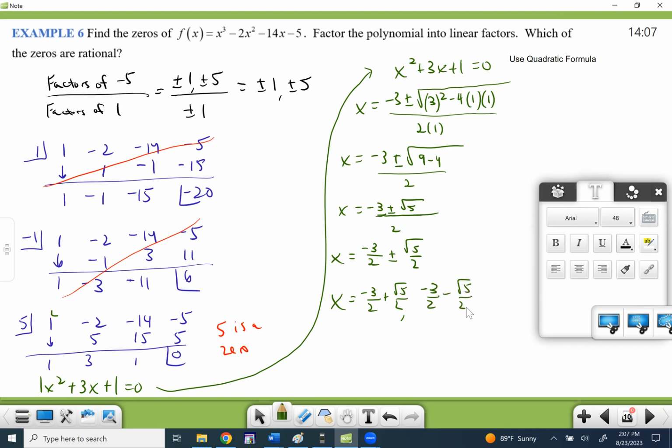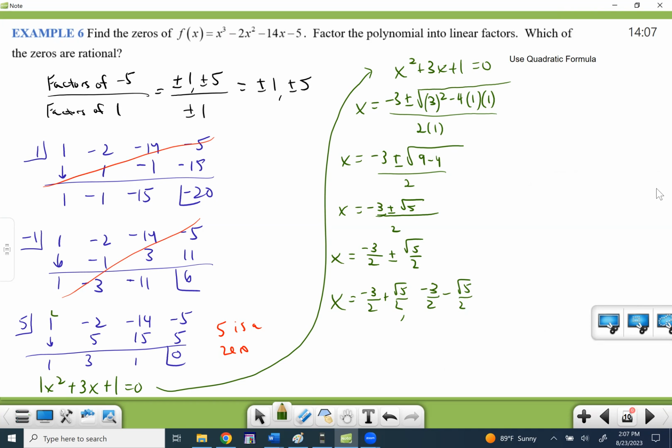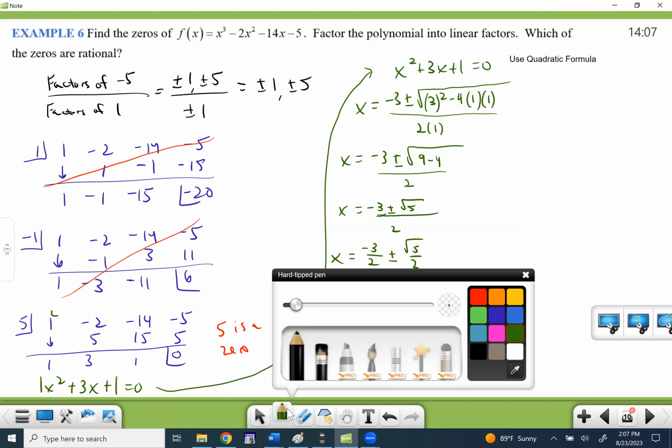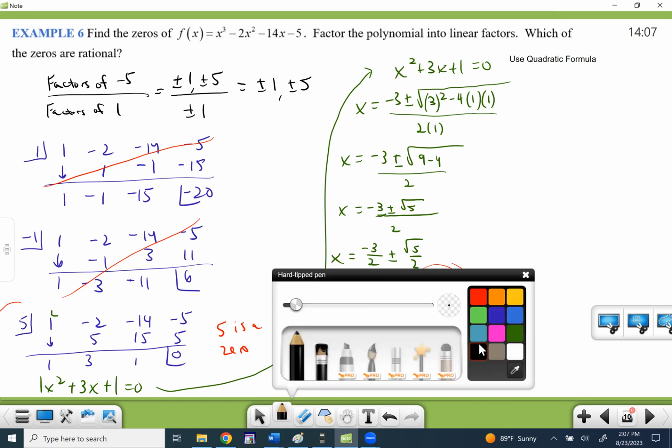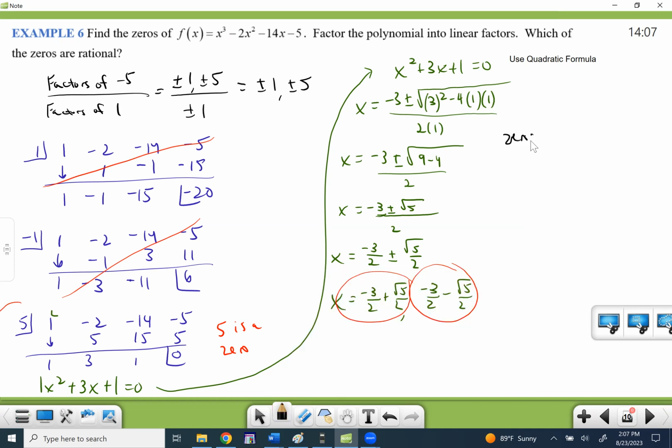So let's go ahead and answer the question. The question says, what are the zeros, right? Well, don't forget, not only do we have these two right here, but we also have this 5. So our zeros are going to be 5. And I'm just going to write it like this, you guys, for this answer.